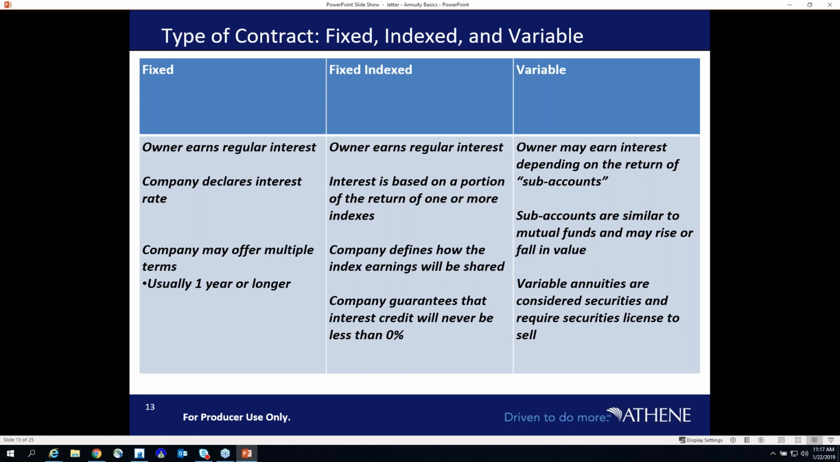In the bad years when your variable clients are losing money, fixed index annuities have 100% downside protection, so your clients won't go backwards from any index movement.